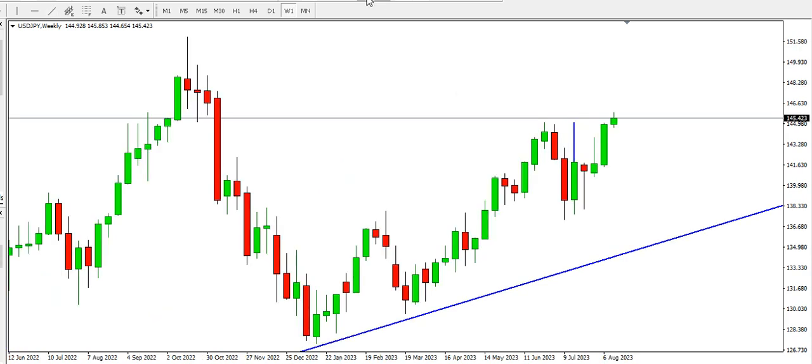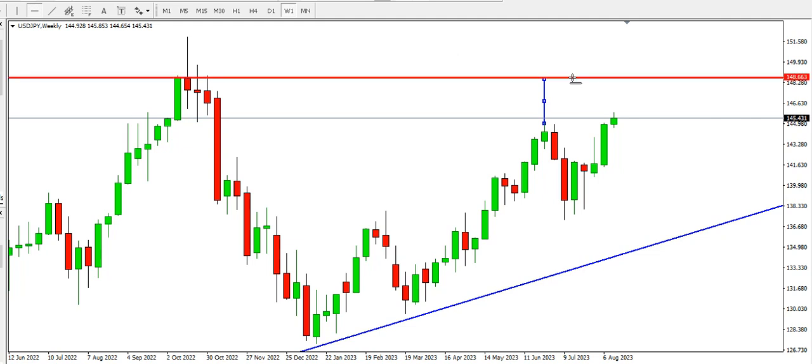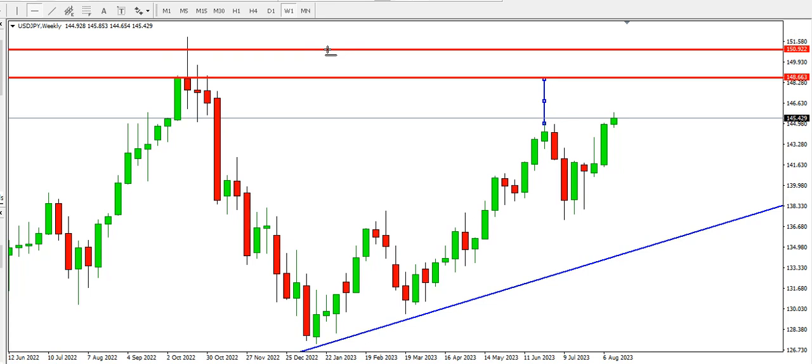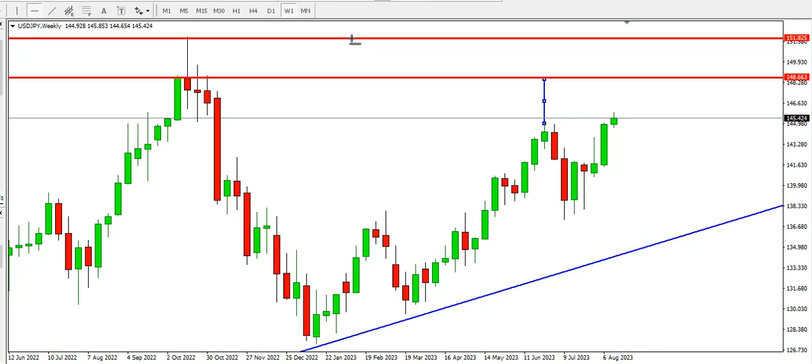So with the breakout of this structure on the weekly time frame, we might see price getting a minimum to the 148.663 level. That's the minimum point where price might get to. We also have the all-time high, the 151.925 level. That's a possibility.